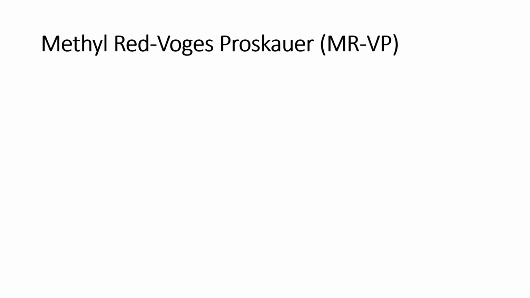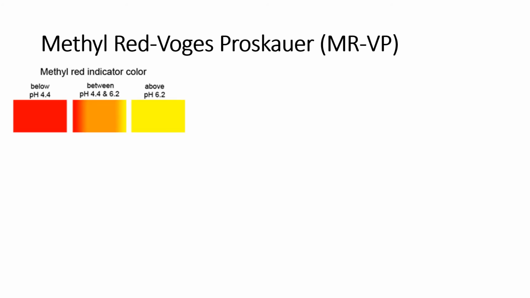The next test is the Methyl Red-Voges Proskauer test, or the MRVP test. And for this, methyl red is the indicator. So methyl red has different colors at different pHs compared to phenol red. For methyl red, it is red at an acidic pH, and it is yellow when it is neutral or basic. So this has a different color profile than the phenol red.